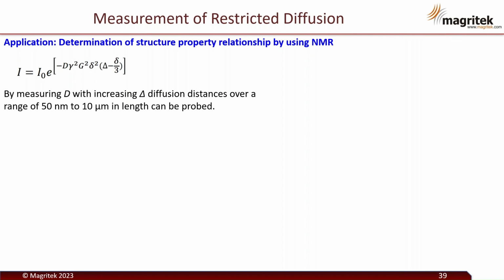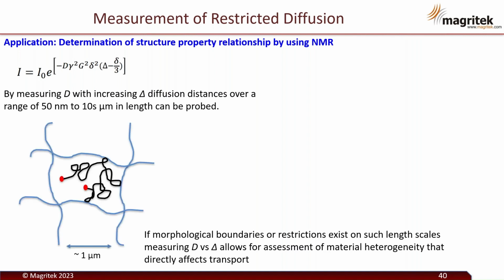So if there is a morphological boundary within those length scales, you should see a difference in the diffusion coefficient, as the diffusion coefficient should decrease. And what I mean by that is shown here.